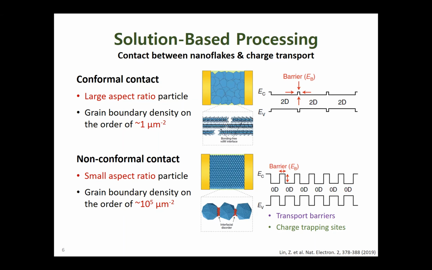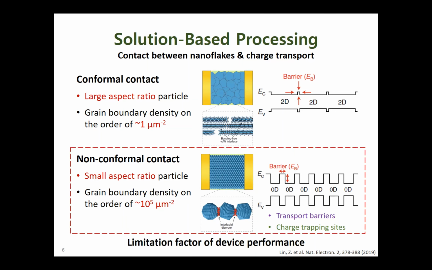On the other hand, a thin film with small aspect ratio nanoflakes features a large number of grain boundaries due to their nanometer scale size. These grain boundaries can act as transport barriers and charge trapping sites, which seriously degrade the transport properties.